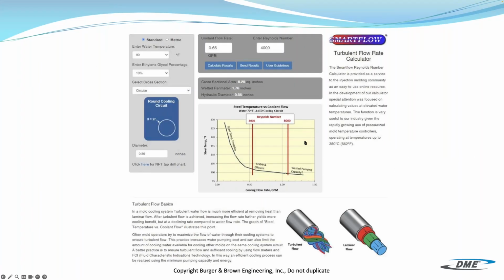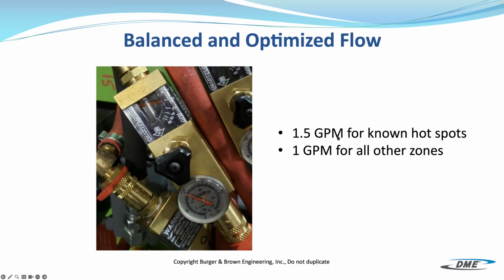So we worked with them on the turbulent flow calculator, put in the 90-degree F. I think they were running 10% glycol. And what we found is that they needed 0.66 GPM to get to the 6,000 Reynolds, or 4,000 Reynolds number, I apologize.